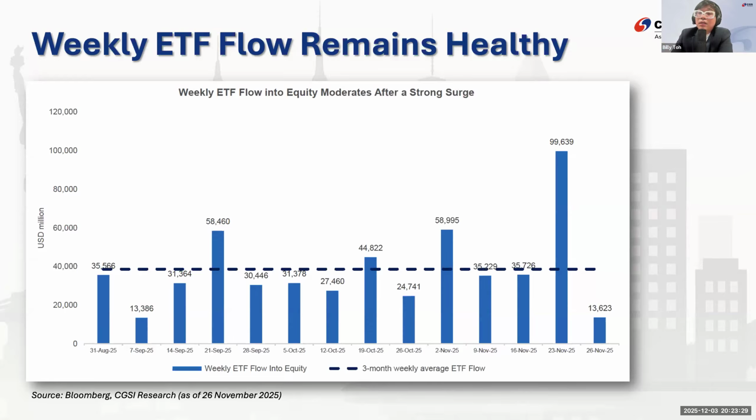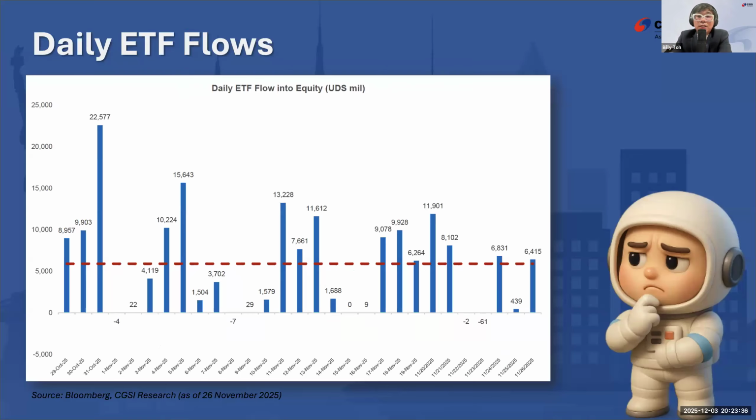So the moderation in the inflow last week really reflects the normalization after a surge in the prior week. Now, zooming into the daily ETF flow, we see a similar and clearer picture. Looking at the latest numbers, you can see that the daily ETF flows were consistently positive. Most days were higher than the 1 month daily average flow.